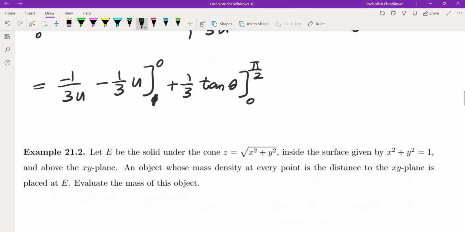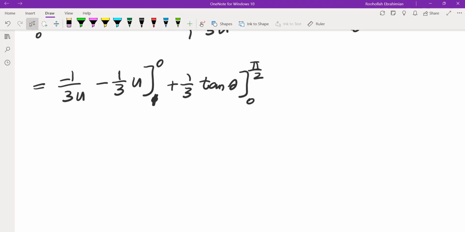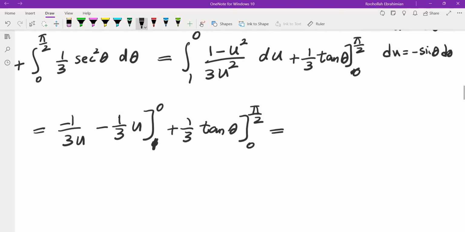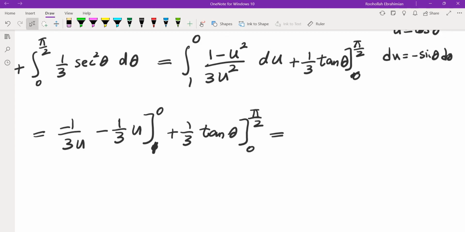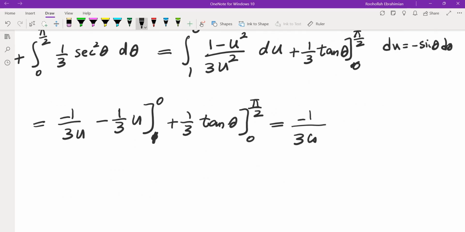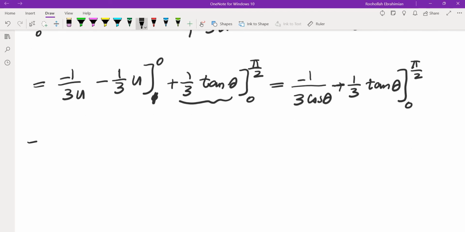Unfortunately, if you plug in pi over 2, you get infinity, so that can't be done. Instead, what we can do is write down everything in terms of theta and then plug it in to see what we get. So we'll have to basically take the limit. So this would be minus 1 over 3 times u. What was u? u was cosine of theta. And then plus 1/3 tan of theta, and this goes from 0 to pi over 2. But the other one I can plug in: minus 1/3 times 0 plus 1/3.